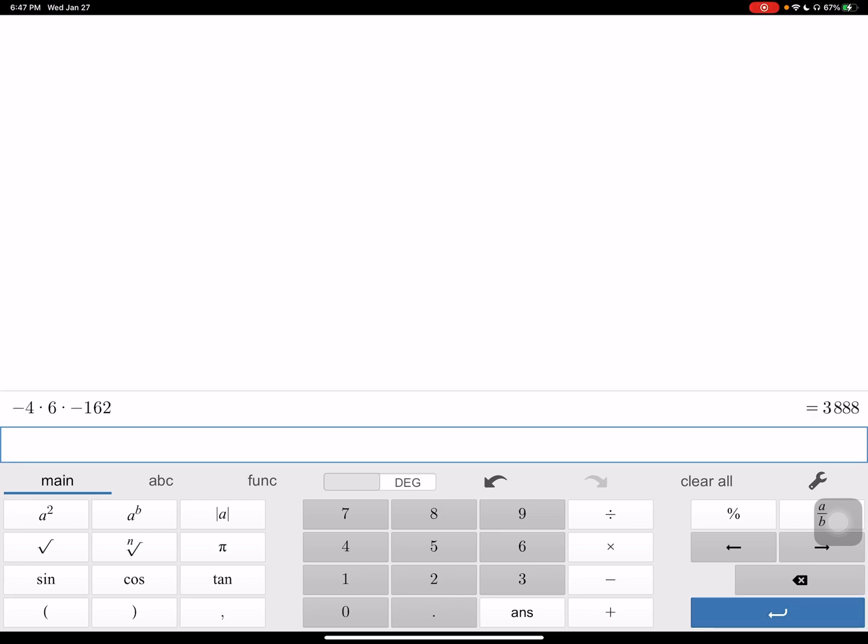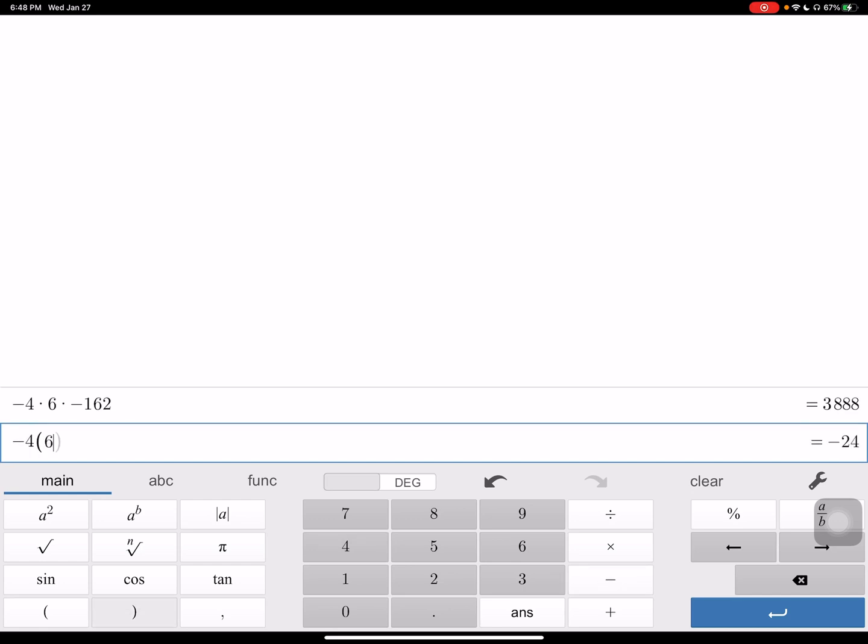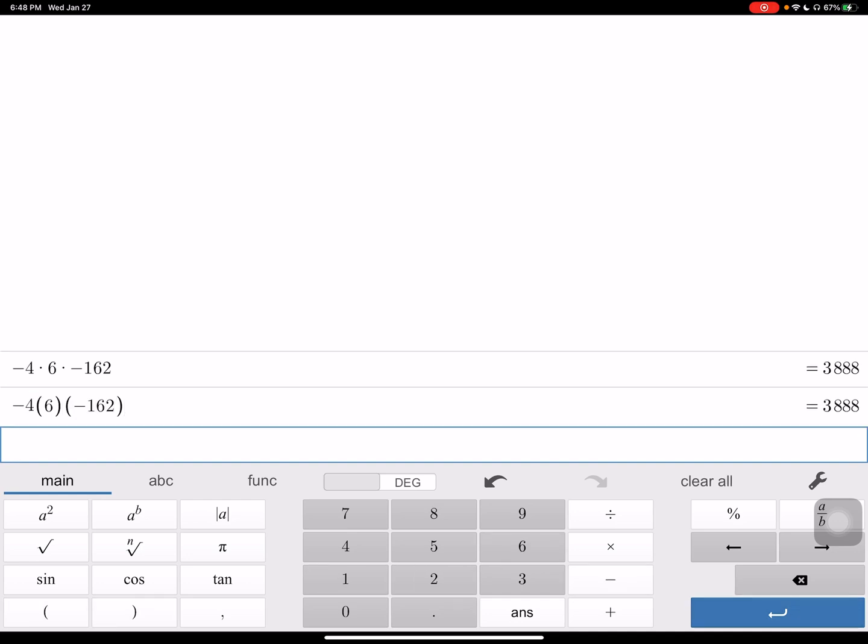So we get 3,888. And some of you might be wondering why I didn't use parentheses. It's the same thing. If I had negative 4 times 6 times negative 162, you'd get the same thing. But I might not have made the mistake of writing the plus sign instead of the multiplication if I had been using parentheses, right?